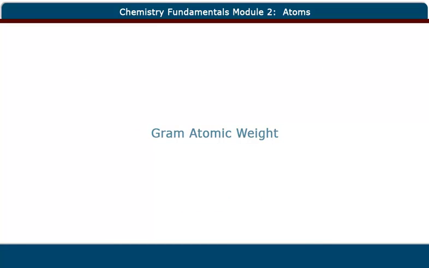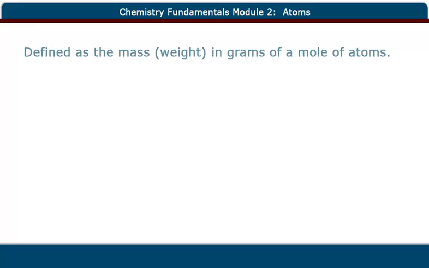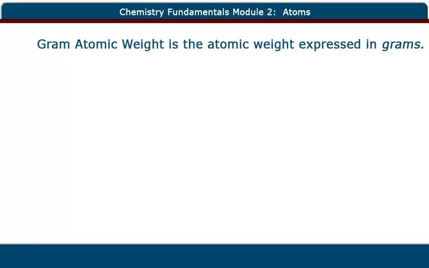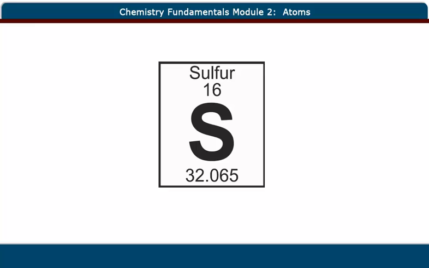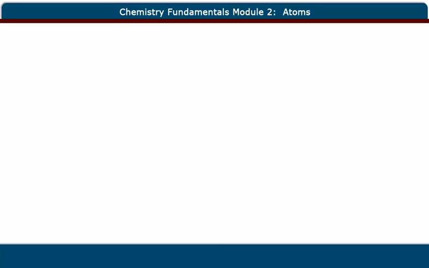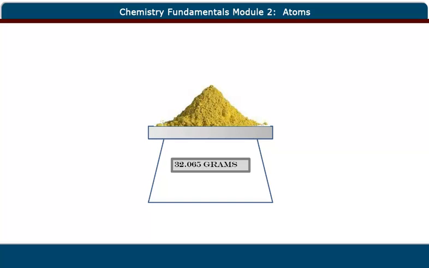Gram atomic weight, abbreviated GAW, is defined as the mass or weight, in grams, of a mole of atoms. Gram atomic weight is simply the atomic weight, expressed in grams. So, from the periodic table, we get the atomic weight of sulfur to be 32.065 AMU. All we have to do is express the same number in grams, and we get the gram atomic weight of sulfur, 32.065 grams. The significance of this is that 1 mole of sulfur atoms, that is, 6.022 times 10 to the 23rd particles, weighs 32.065 grams.